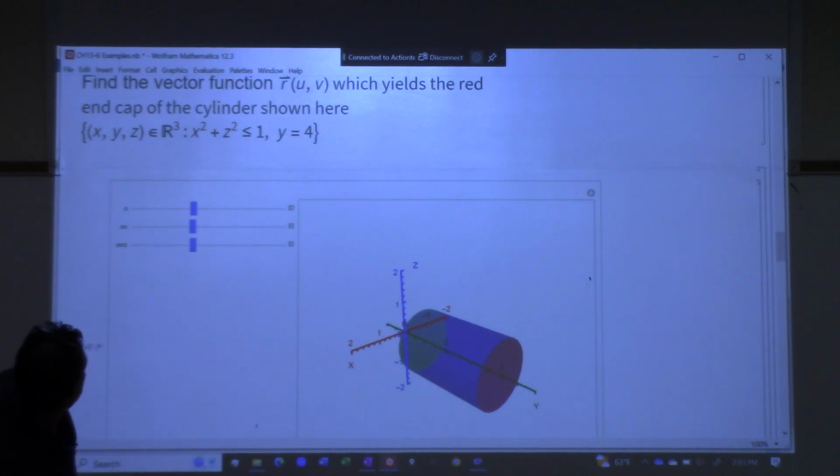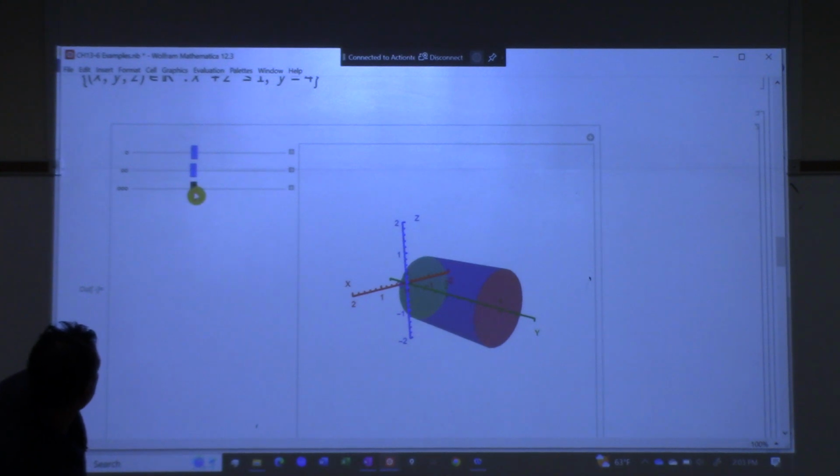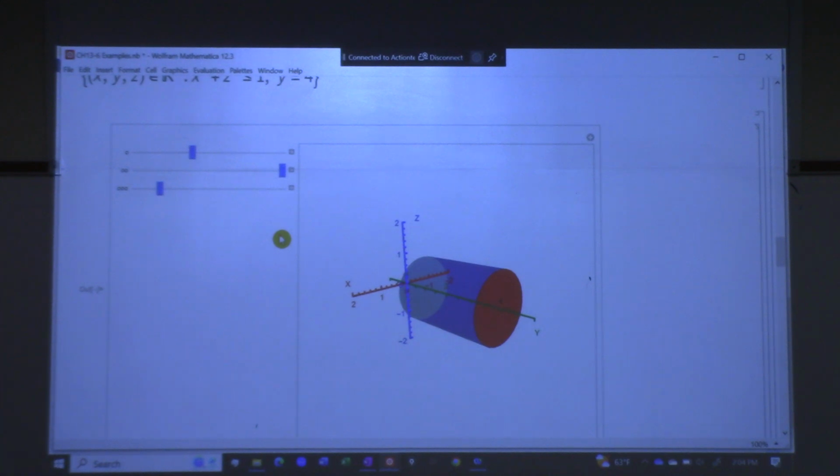So for this one, it's the same cylinder we were just looking at, the same one. Okay? But all I want this time is the red end cap. Where is it? All I want is that red end cap. I'll take a volunteer when you're ready. Just the red end cap.